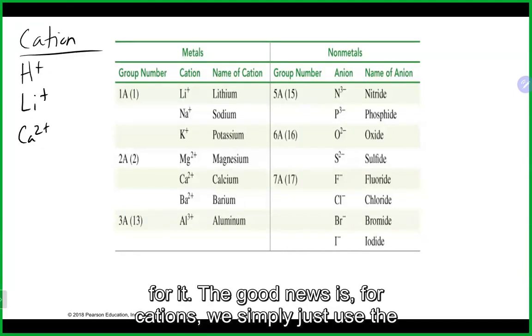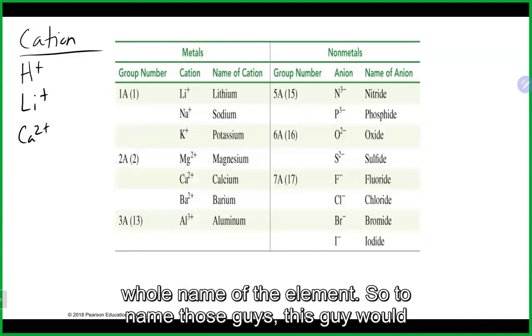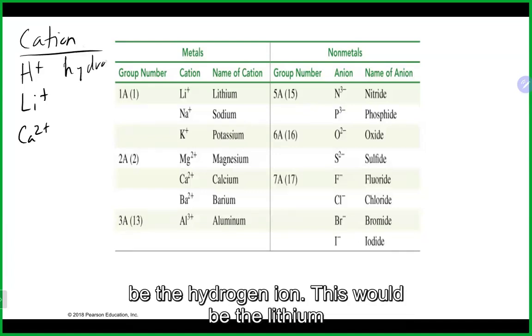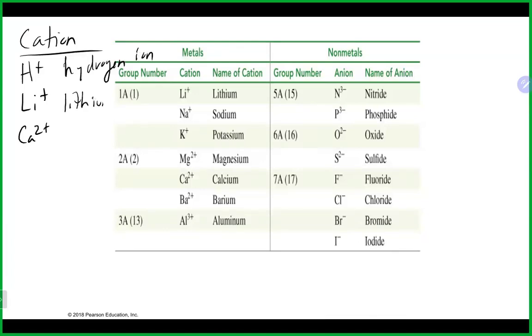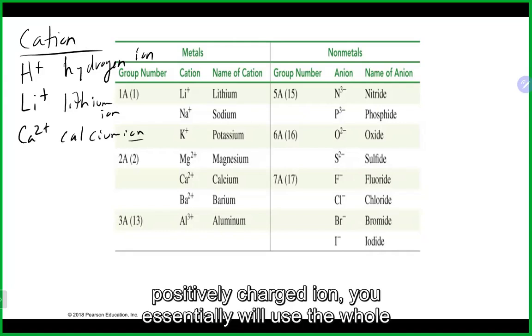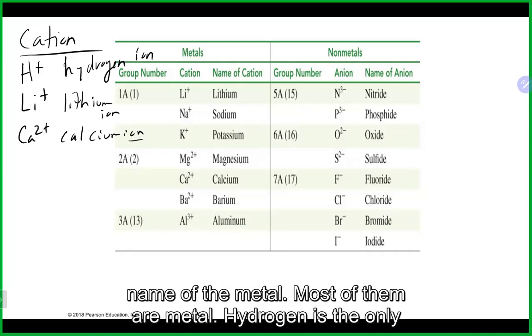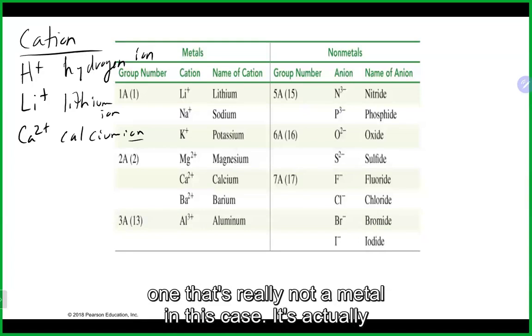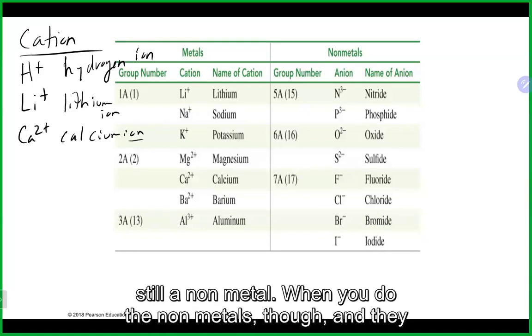The good news is for cations, we simply use the whole name of the element. So to name those guys, this would be the hydrogen ion. This would be the lithium ion. This would be the calcium ion. So anybody that is a positively charged ion, you essentially will use the whole name of the metal. Most of them are metal. Hydrogen is the only one that's really not a metal in this case. It's actually still a non-metal.